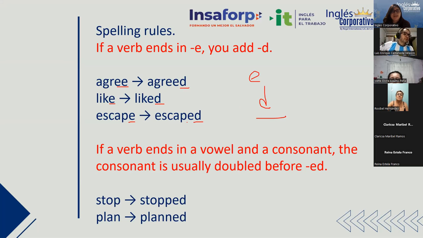But what happens when the verb has only one syllable and it goes consonant, vowel, consonant? If the verb has only one syllable and we have consonant, vowel, consonant, I double the last consonant and then I add ed. See? Plan, planned. Chop, chopped. It doesn't matter if you have two consonants before. You see, ST, we have two consonants, right? But it counts the second consonant, then a vowel, and then a consonant. So chop, chopped.